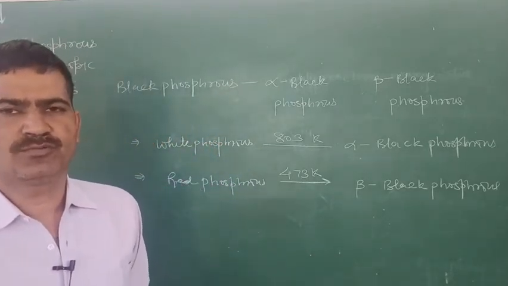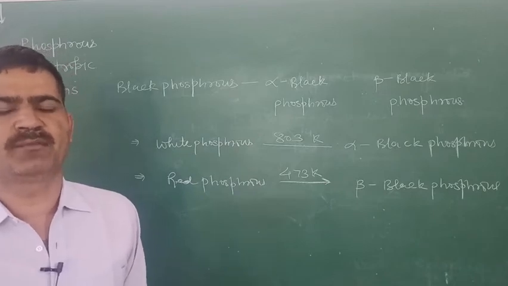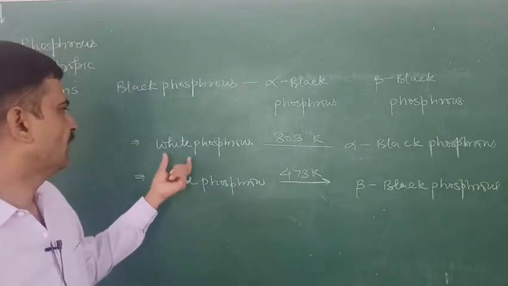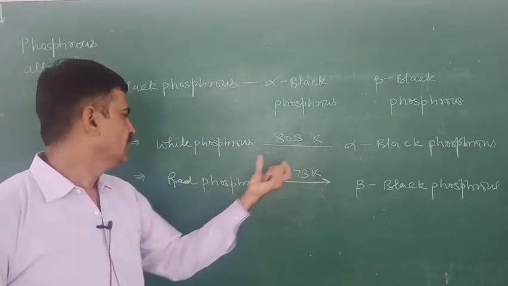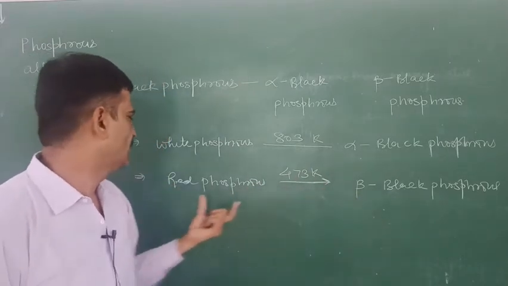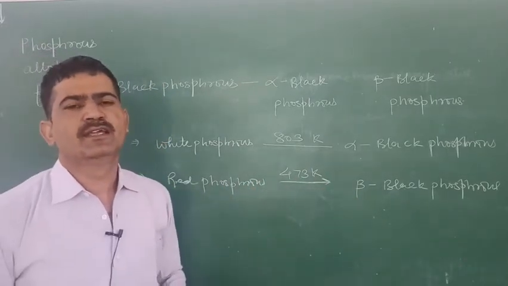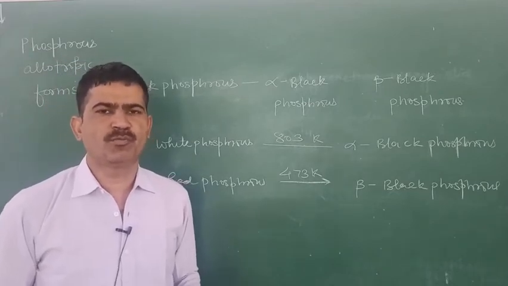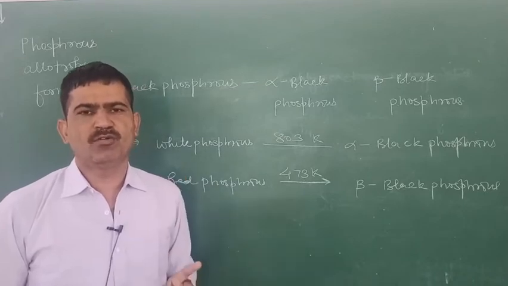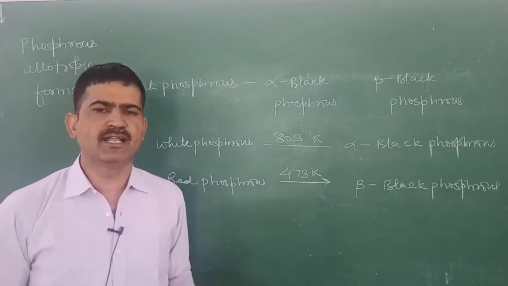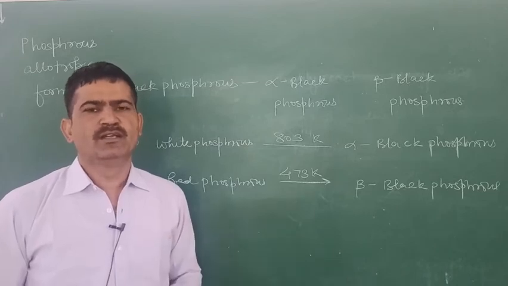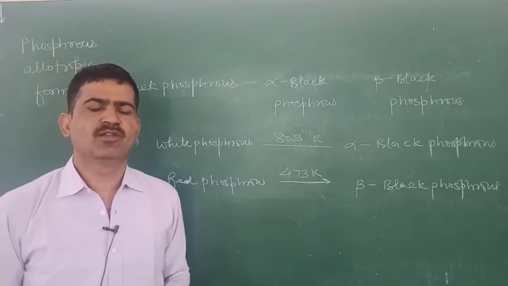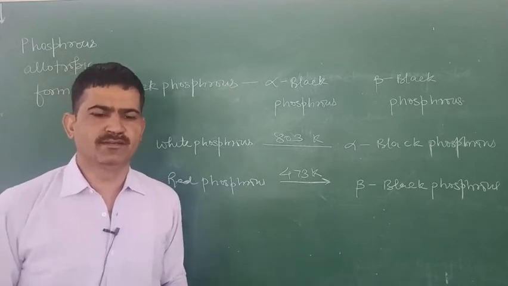Phosphorus has three allotropes: white, red and black. Black is of two types, alpha black and beta black. Alpha black is formed by heating white phosphorus at 803 Kelvin and beta black phosphorus is formed when you heat red phosphorus at 473 Kelvin. This is all about the different allotropes of phosphorus and it is quite an important topic. And in that, the reaction of white phosphorus with sodium hydroxide alkali is the most important one. It is asked a number of times. Sodium hypophosphite is formed along with the phosphine gas. Keep in your mind.